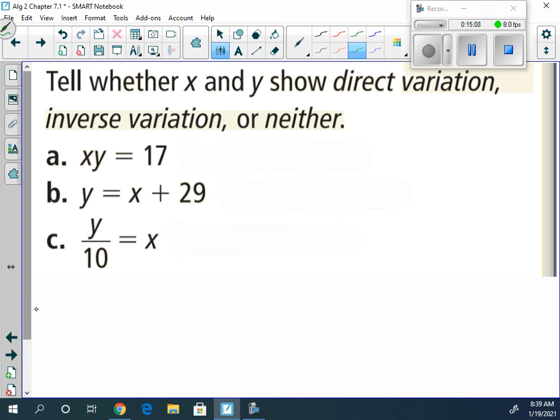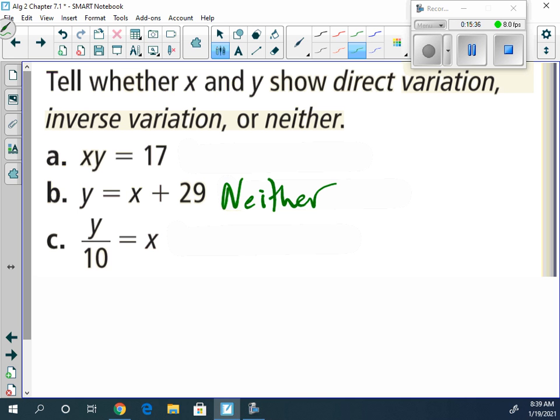Last three here. Which one out of these three do we know for sure? What about B? B is what? Because we know if it has addition or subtraction in it, it's going to be neither. It's not direct or inverse. So let's go on after that. Let's look at A. x times y equals 17.